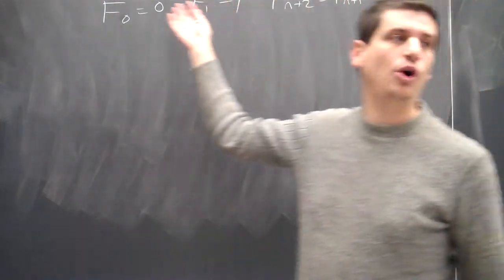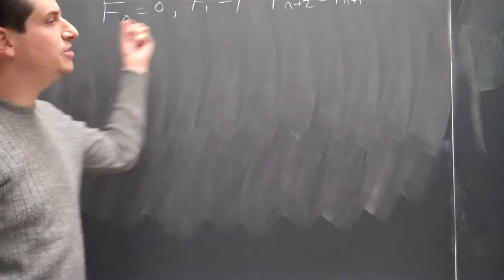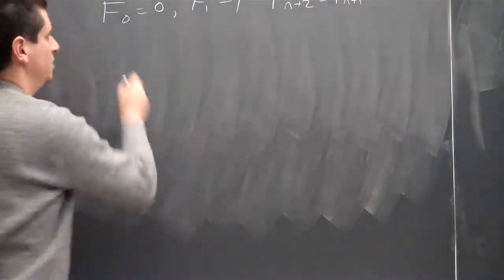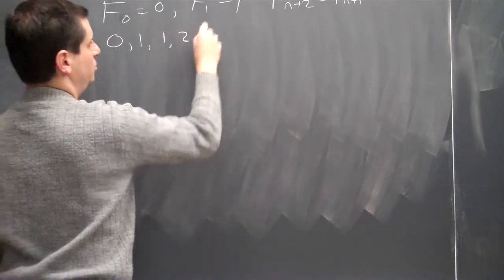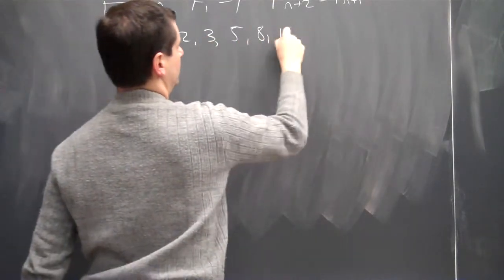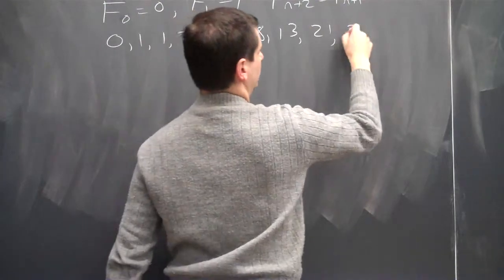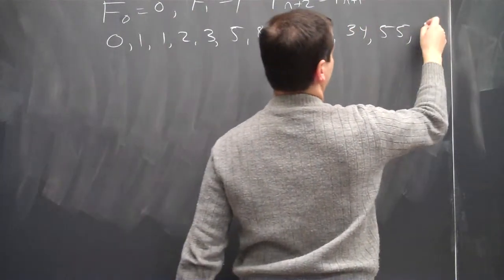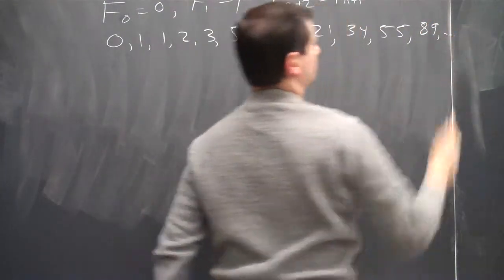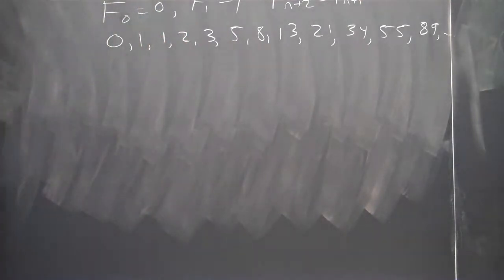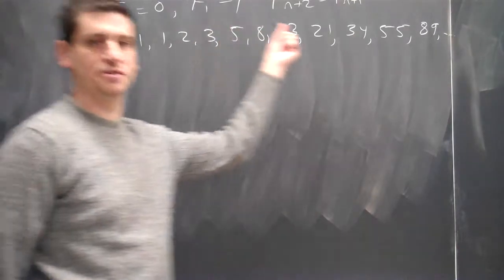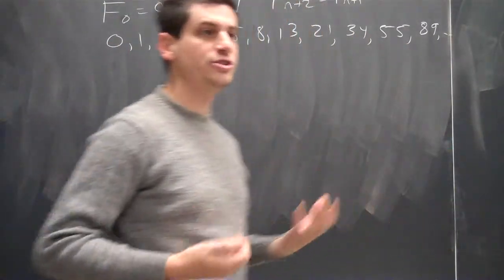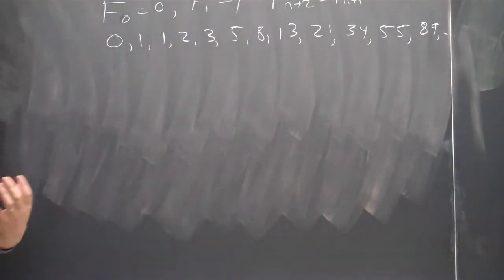Well, I've given you all the information. You can just go iteratively down the line and calculate them. 0, 1, 1, 2, 3, 5, 8, 13, 21, 34, 55, 89, and you can just keep going. Now, if you want to calculate the millionth Fibonacci number, this is not pleasant. So the question is, is there a nice way to get the Fibonacci numbers?